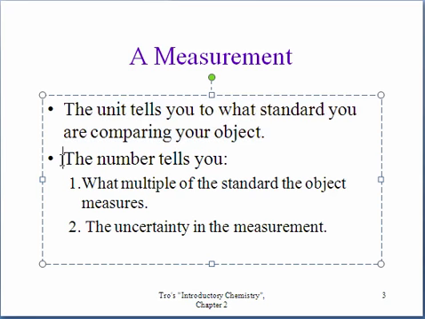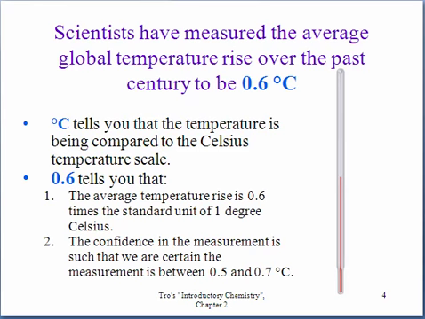The number part of a measurement tells you how your measurement compares to the standard. And it also tells you what's known as the uncertainty in the measurement. All measurements have some degree of uncertainty in them, and a correctly recorded measurement will let you know what that uncertainty is. And the uncertainty depends on the measuring device itself, but we'll get to that a little bit later.